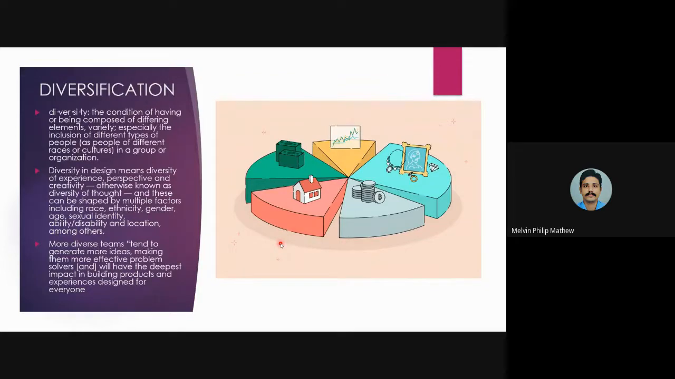Diversification is the condition of having or being composed of differing elements, variety, especially the inclusion of different types of people in a group or organization. So that is the meaning of the term diversity. So we are involving various designs, right? So various designs may be present.